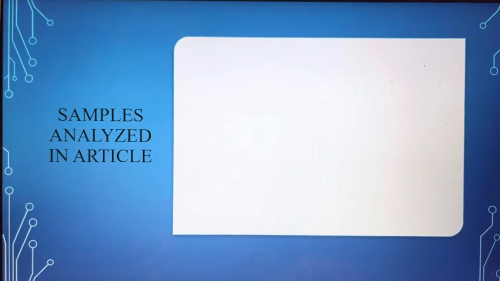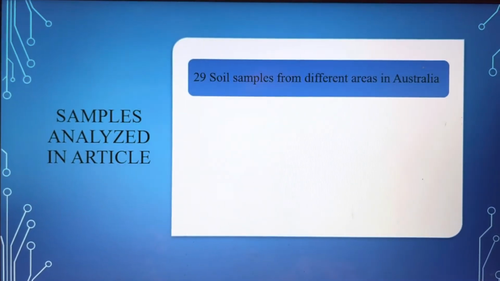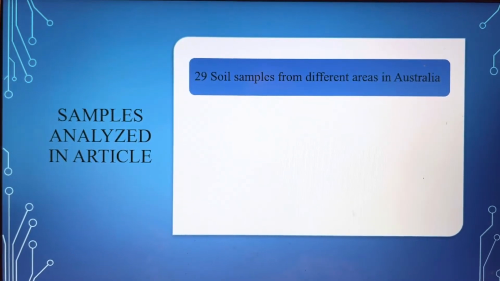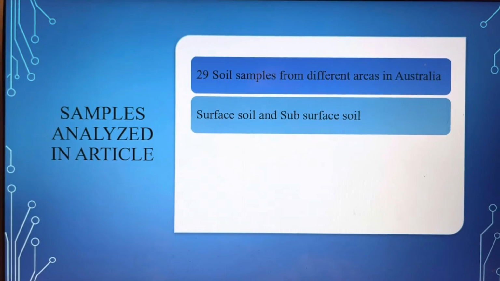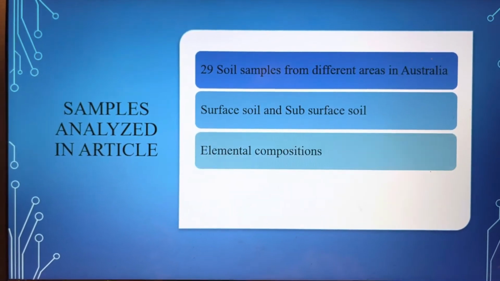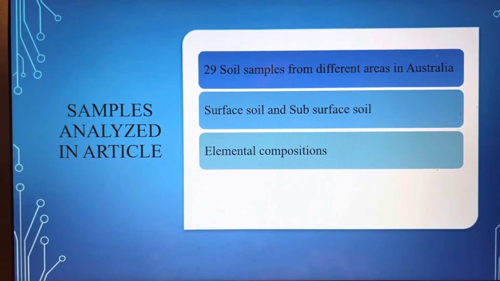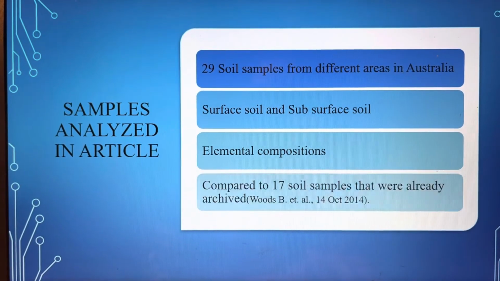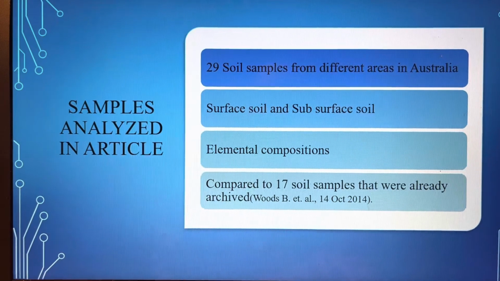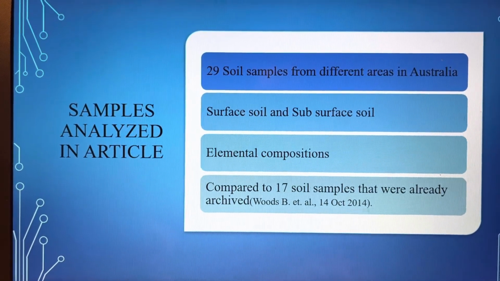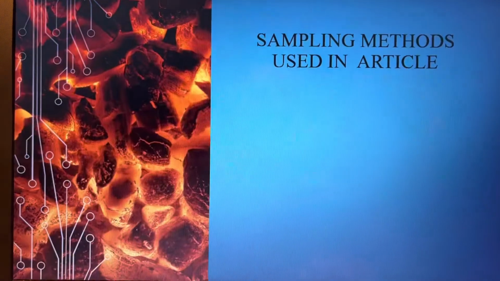So the samples analyzed in this article. 29 soil samples from different areas in Australia were analyzed. This includes surface soil and subsurface soil. It analyzed elemental compositions of the soil and compared them to 17 soil samples that were already archived in Australia's archive.